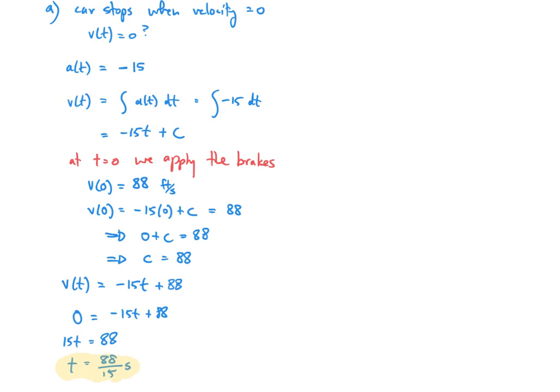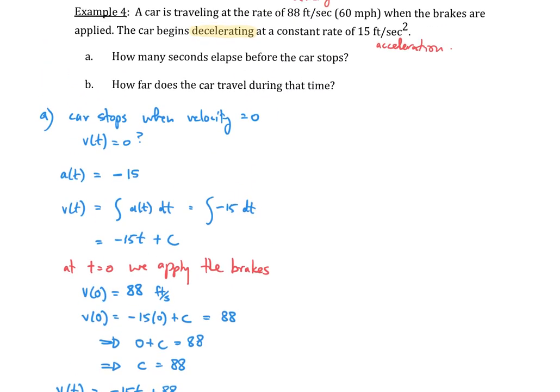All right. Let's take a look at part B now. Part B says, how far does the car travel during that time? So when you see how far, we're really looking for a position type thing. So this particular question is just asking me, what is the position after 88 over 15 seconds?